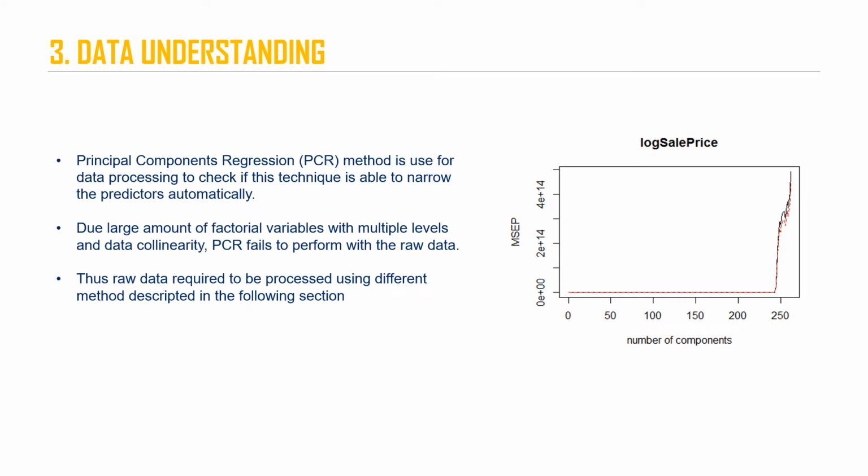Initially, we were hoping to use the principal component regression, PCR, method to narrow down the predictors automatically. As you can see on the slide, things didn't go quite as planned. The graph blew out. This is mainly due to the large number of factorial variables with multiple levels and data collinearity. Hence, we resorted to using a different method for processing the raw data, which will be explained thoroughly in the following sections.